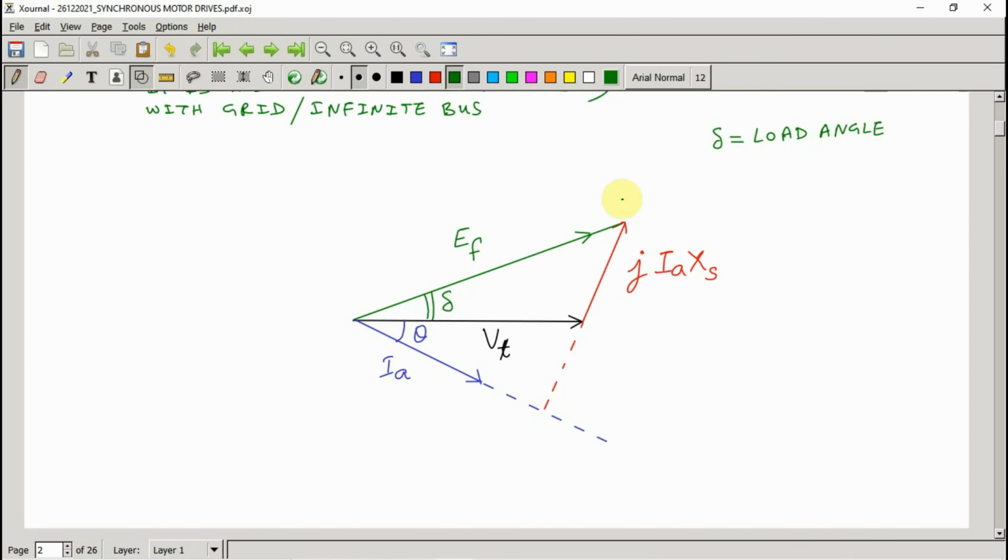Delta is known as load angle. Theta is known as power factor angle.